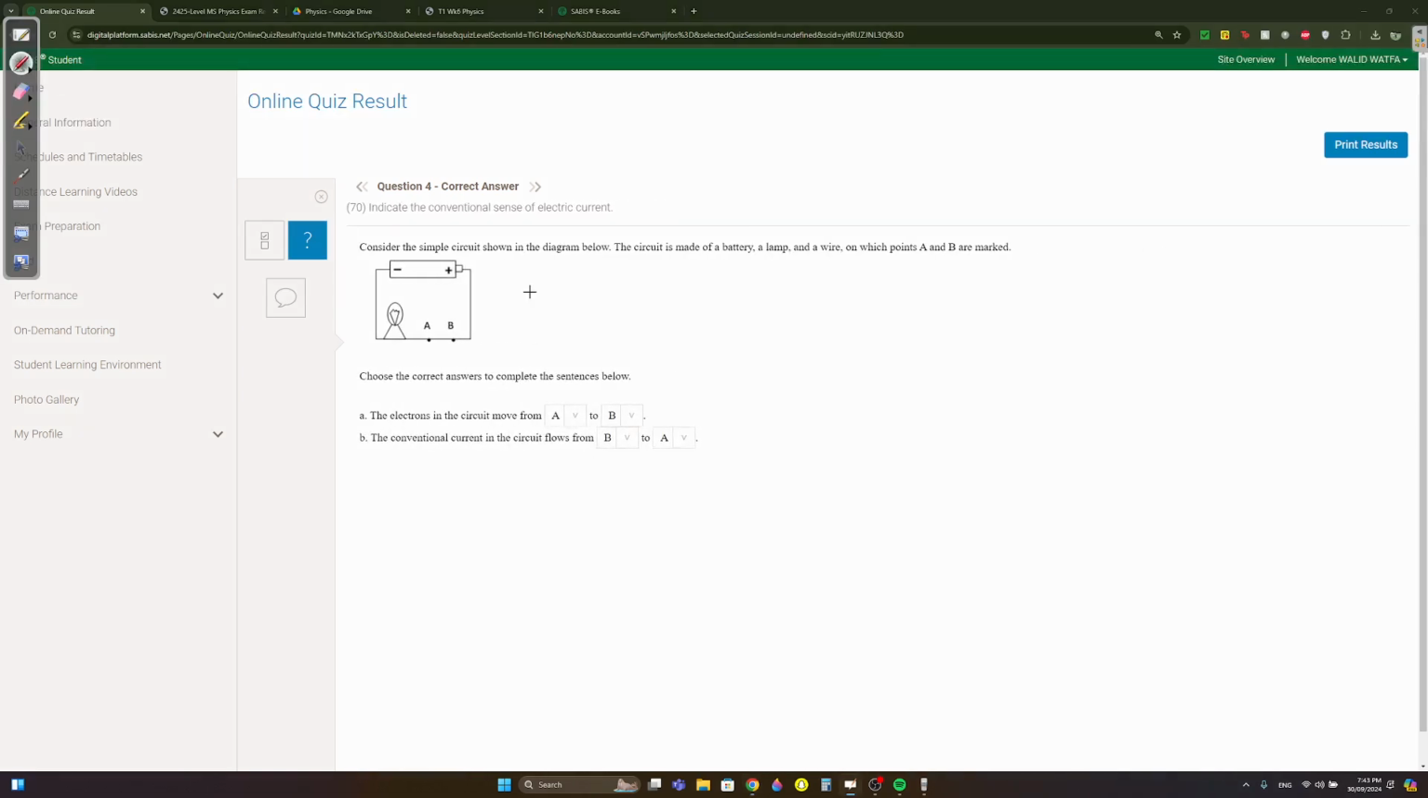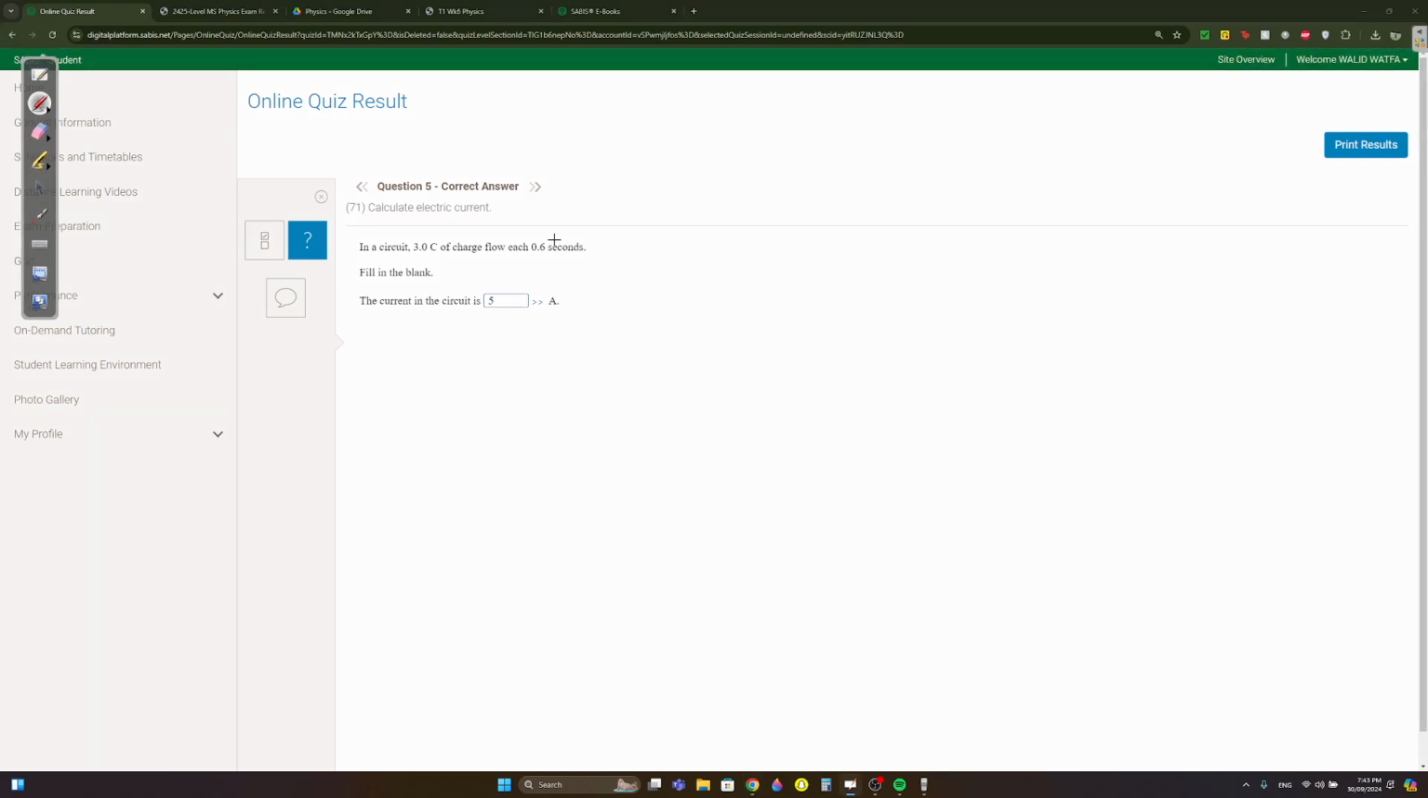Again, we should fly through these. Okay, and this circuit is made of a battery, a lamp, and a wire in which A and B is marked. The electrons, in this case, where do the electrons move? Electrons move from negative to positive. So, from A to B. However, current goes from positive to negative. Where is the positive? B to A. Super easy, guys. Yalla.